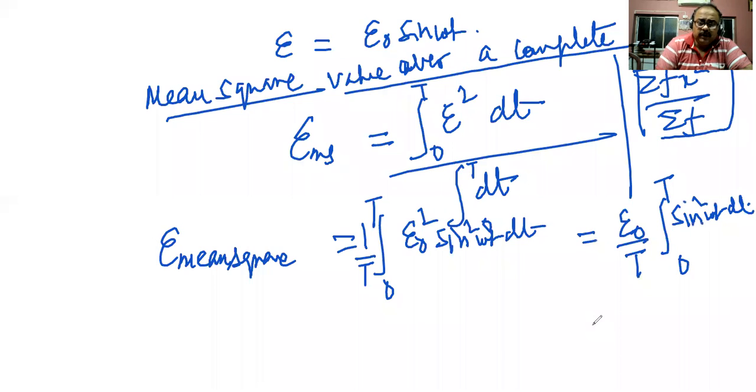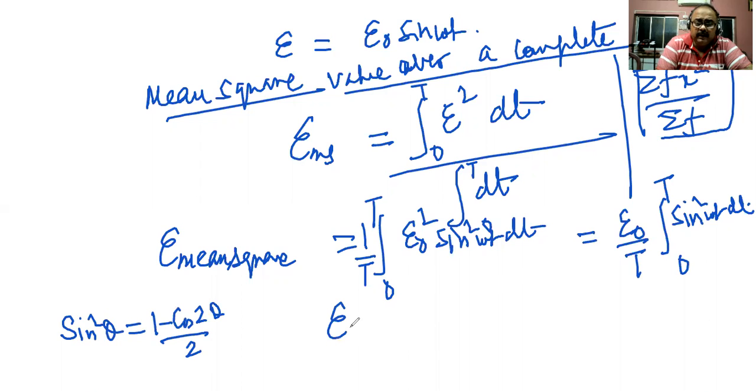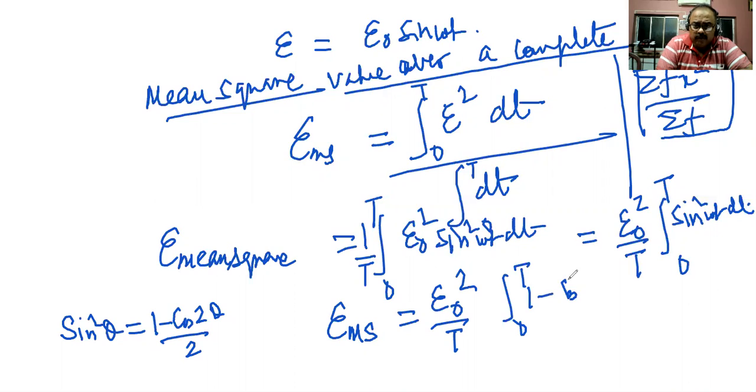After that, what should I do? You know that the formula is sine square theta equals 1 minus cos 2 theta by 2. So using this same logic over here, we'll get E mean square equal to E naught square by T, integration from 0 to T. Instead of sine square omega t, I will just put 1 minus cos of 2 omega t, whole divided by 2. So I'll take the 2 outside.